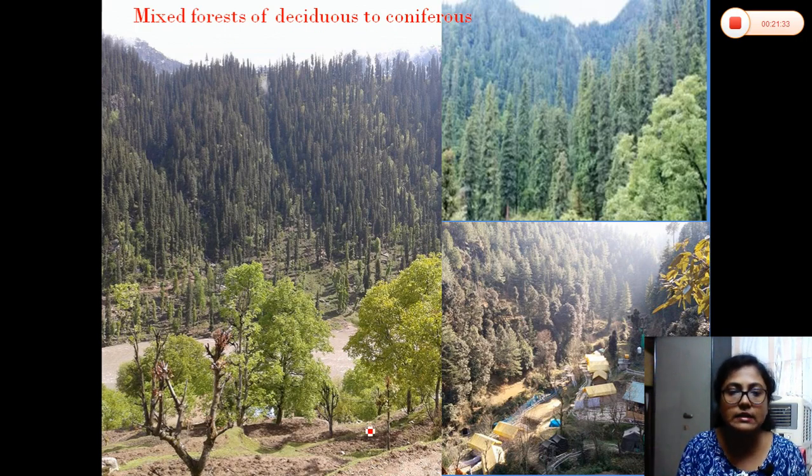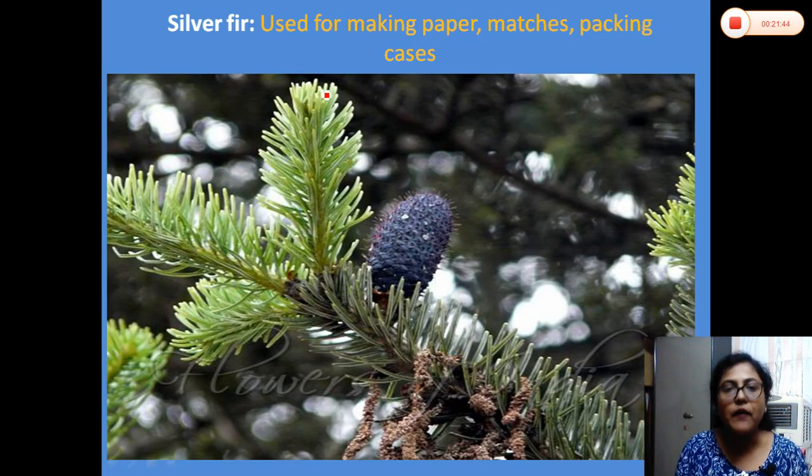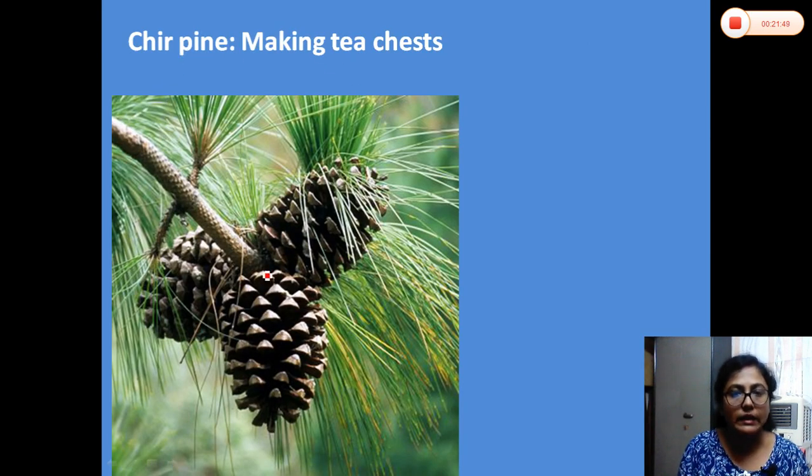In the foothill areas, deciduous trees are found. This is deciduous trees, and here coniferous trees are found. So this is a mixed type of forest. This is silver fir, okay. Chir pine, used for making tea chests.